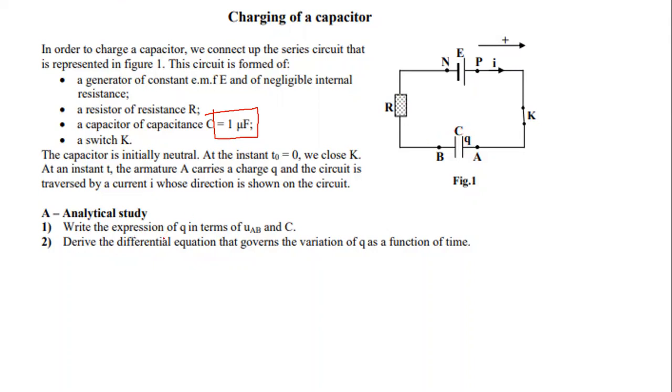Part 1, write the expression of Q in terms of UAB. So we have Q equal to C times UAB.